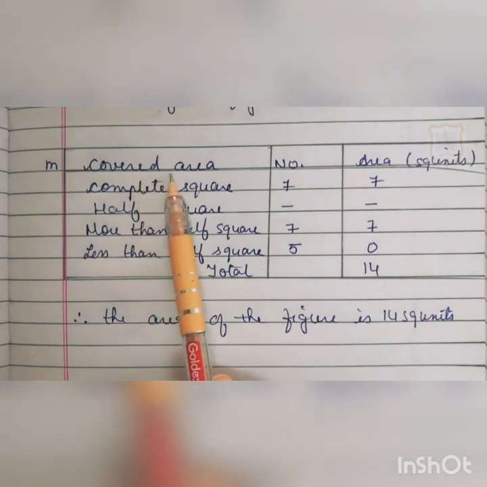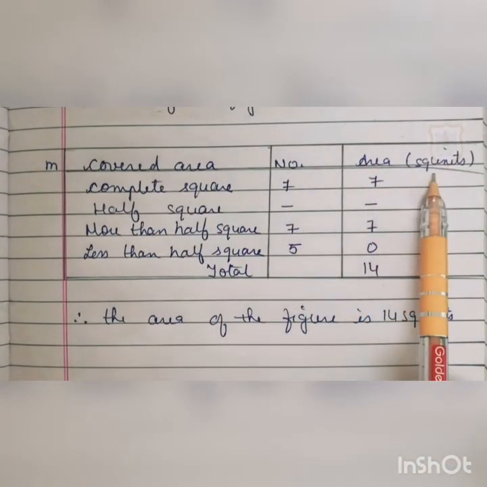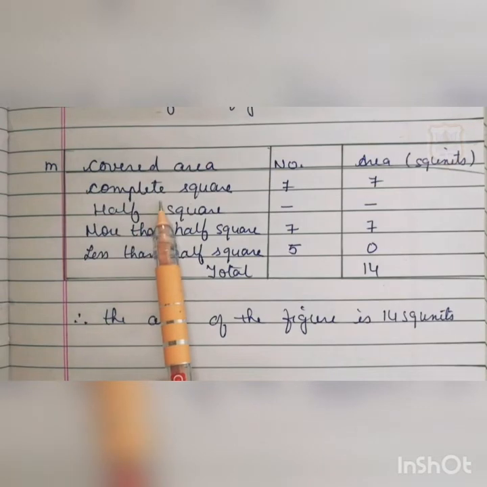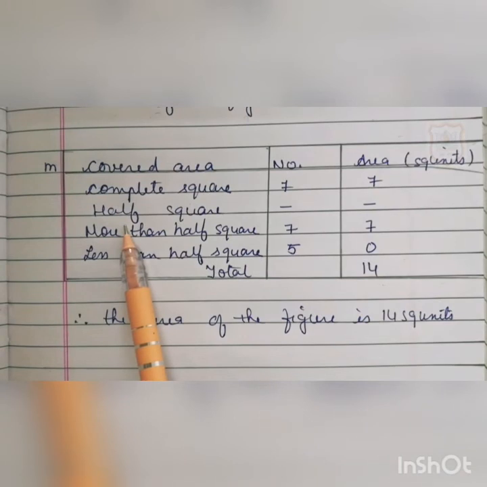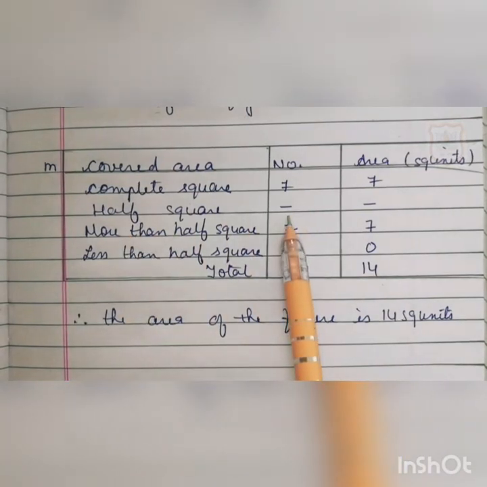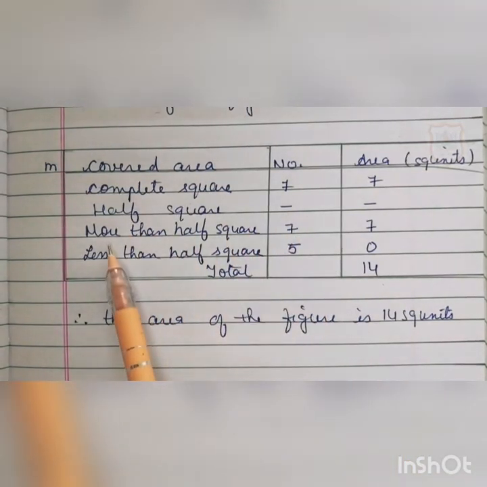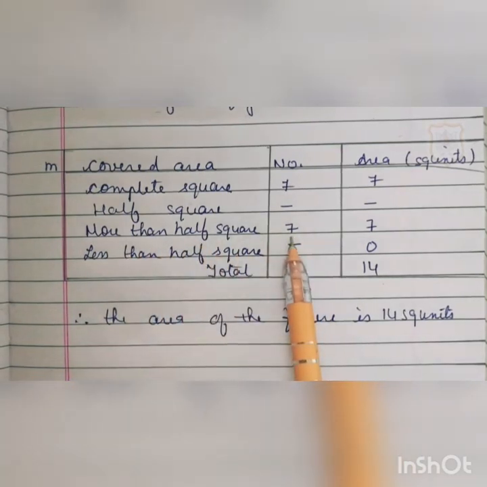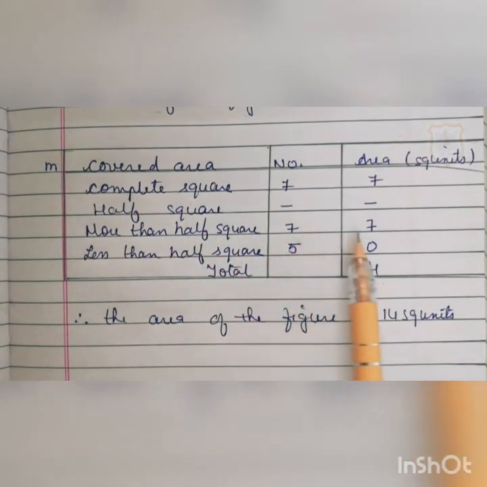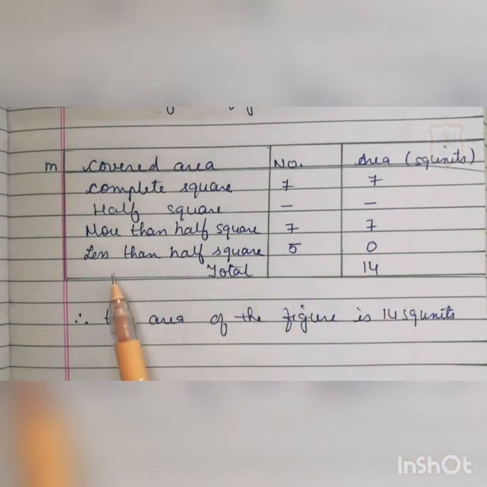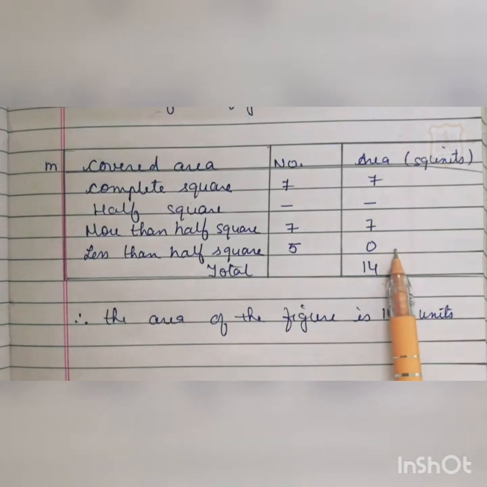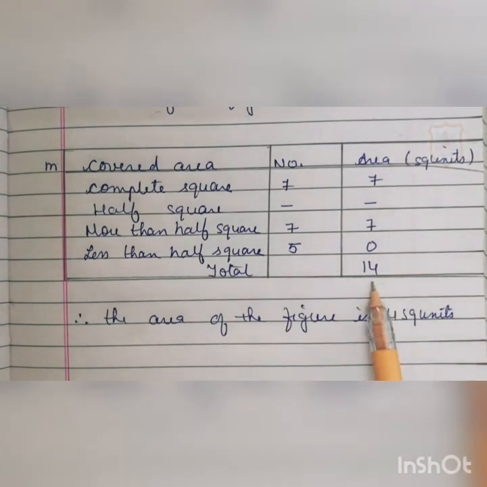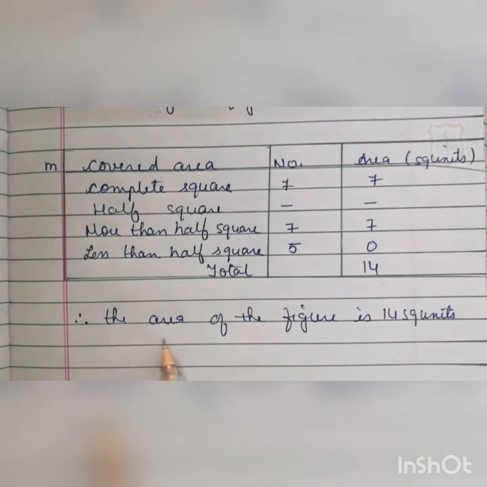So here the covered area, number and area in square unit. Complete squares, as we have seen, are 7. So area in square unit will be 7. Half squares, we don't have any half squares, so we'll put nil there. Now more than half squares, there are 7, so area will be 7 square unit. Less than half squares, there were 5, so we will ignore it, we will put 0. Now adding 7 plus 7, we get 14. So the total area of this figure is 14 square unit.